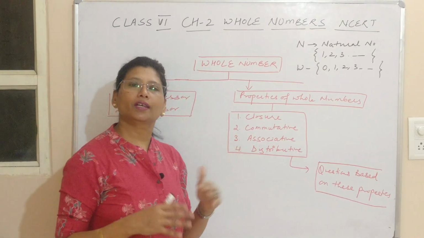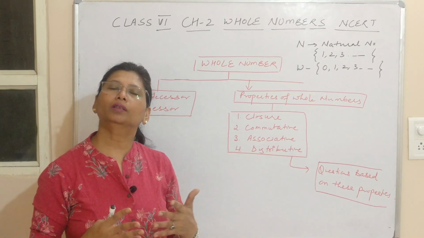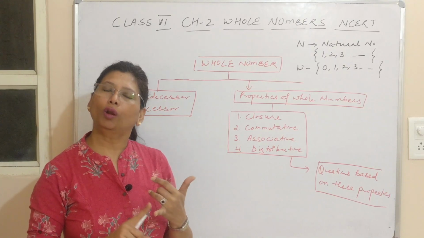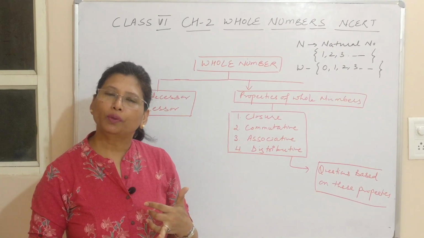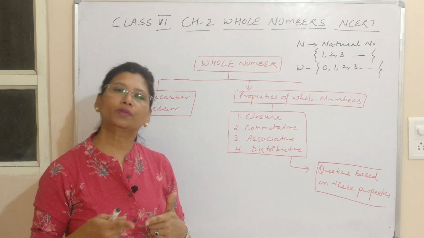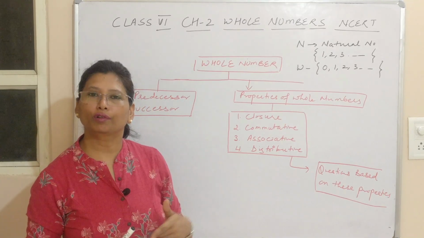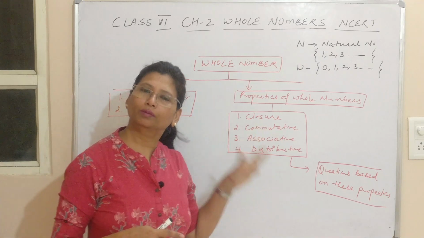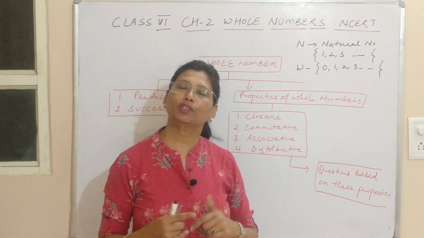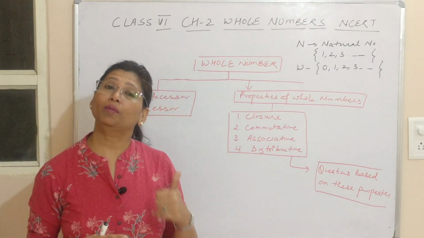Now in the second exercise, we are dealing with the properties of whole numbers, which is very, very important. We have learned the properties of natural numbers also in class 5. And here we'll be learning closure property, commutative property, associative property, distributive property. Then comes additive identity, multiplicative identity also. That also comes in the properties of whole numbers. After that, we have questions based on these properties. So this is a very important topic.